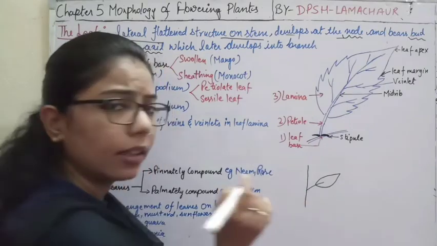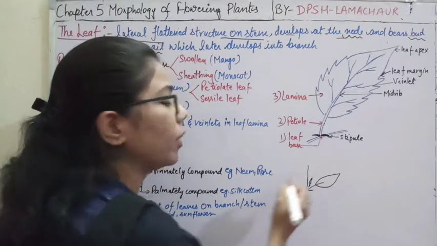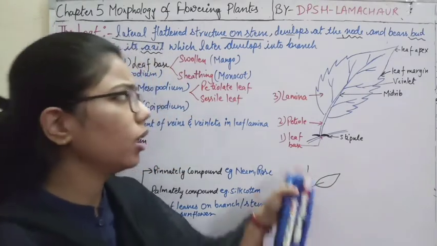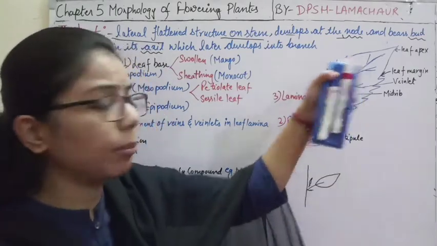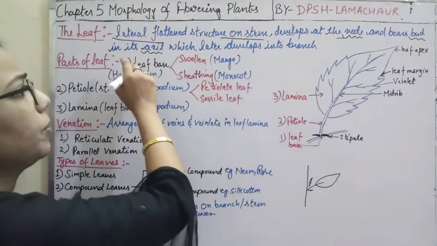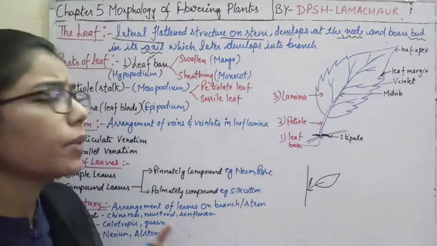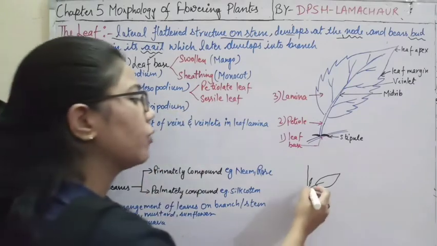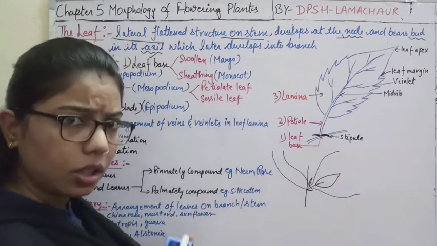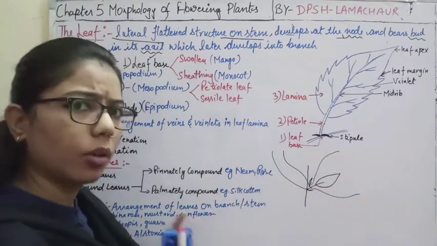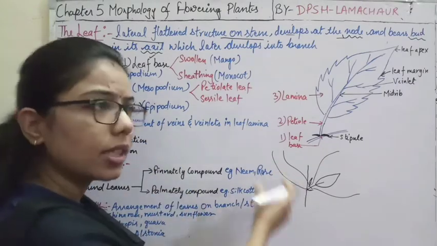It develops at the node, and it bears a bud also. If any bud forms, it can form from this part. So it arises from the node and bears buds present in the axillary part, which will then give rise to a new branch. Like this, the whole plant becomes branched over a whole tree. So now we have seen how leaves arise from the stem.